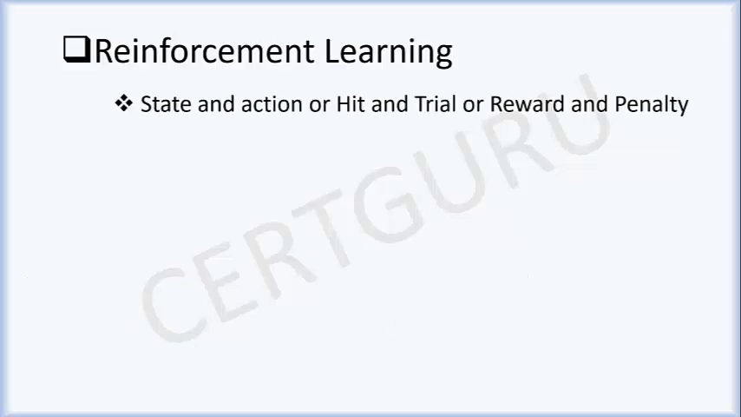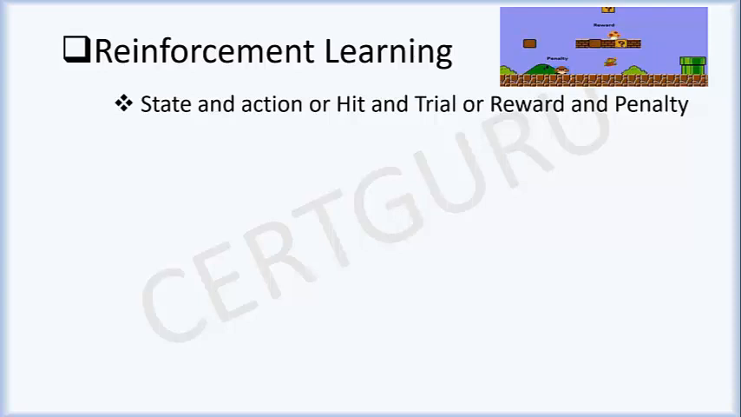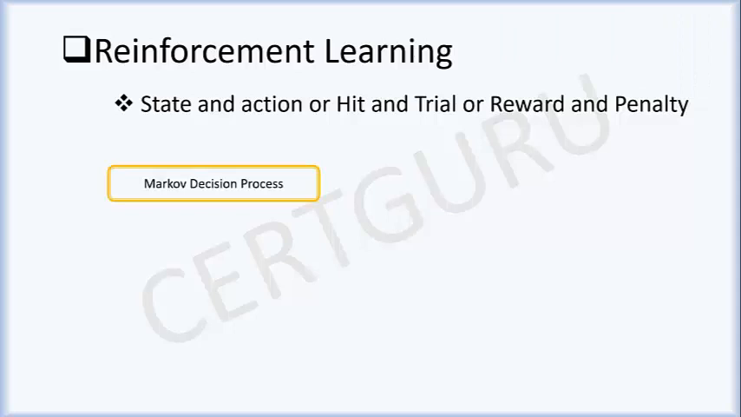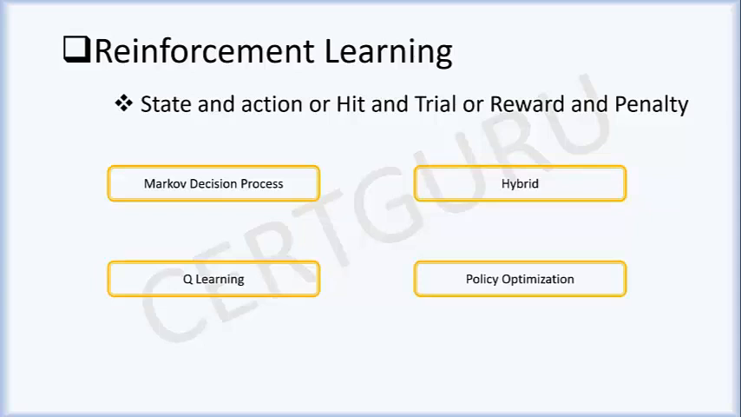Reinforcement learning. Algorithms categorized under reinforcement learning are based on the hit and trial method, or we can say the model learns on the basis of reward and penalty given for every action. I remember the video game Mario, in which steps are defined like jump, forward, backward, but success depends on rewards like coins or a star, and penalties like a small size or a death. Let's have a look at a few important reinforcement learning algorithms: Markov decision process, hybrid, Q-learning, policy optimization.